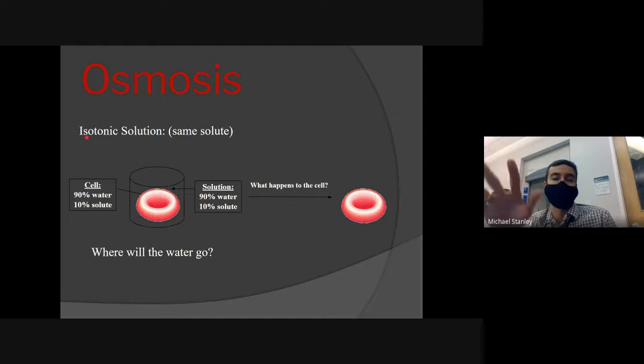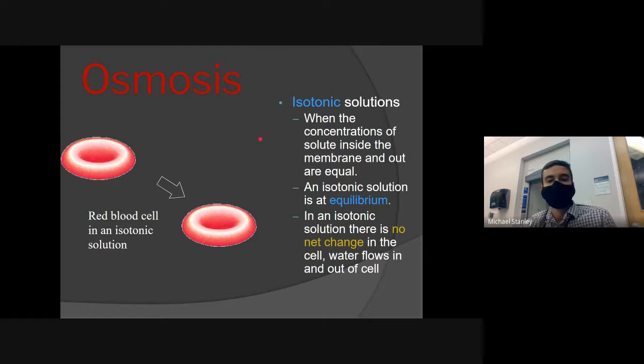Iso, like isolated, like alone. No movement between the two. So when the concentrations are the same inside and outside of the membrane, we are at equilibrium. Everything is balanced on the inside and outside.